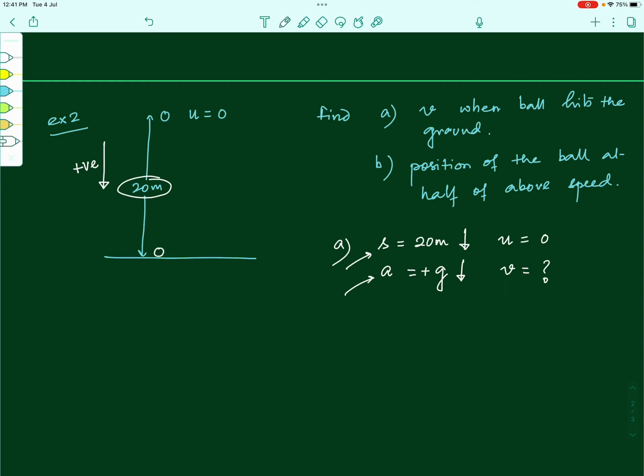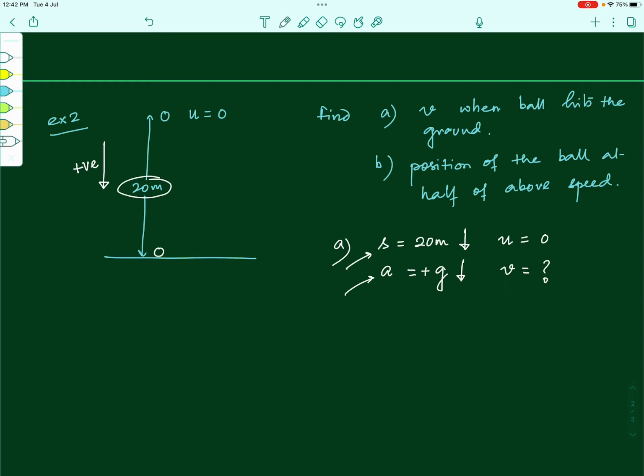Though understand that you can do the same question considering upward direction positive also. It will just make a few terms negative, but then it will so happen that the minus sign eventually will cancel out throughout the equation. So, you will still get the same answer. Here, just for the sake of convenience, we are taking downward positive now.